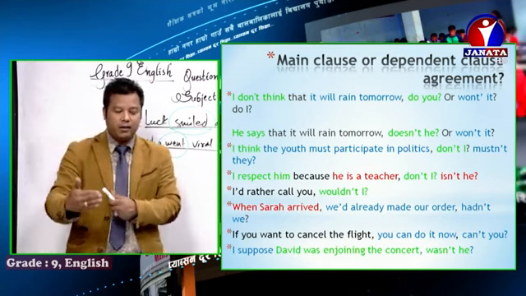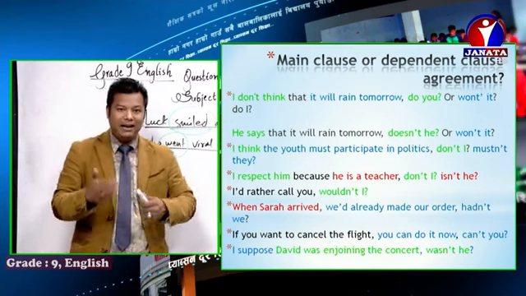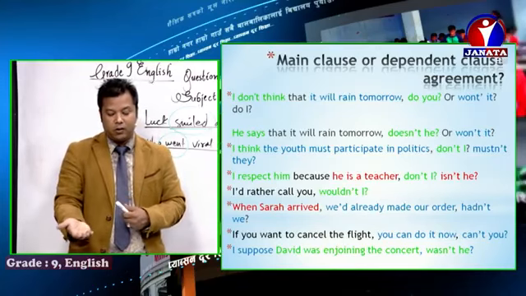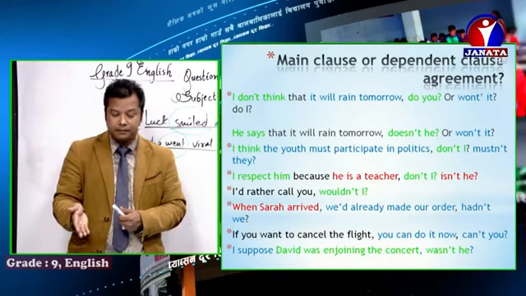Do you agree with me on this? The youth must participate in politics. I think this, okay? So do you agree on this? Now you're asking for that confirmation, so you can ask, mustn't they.